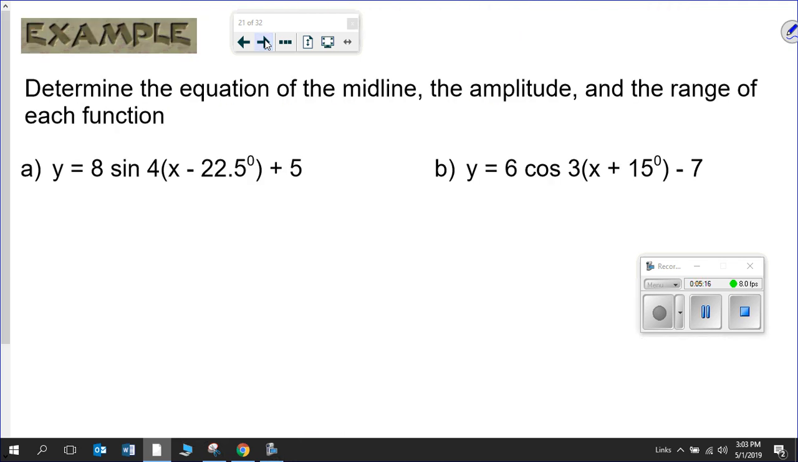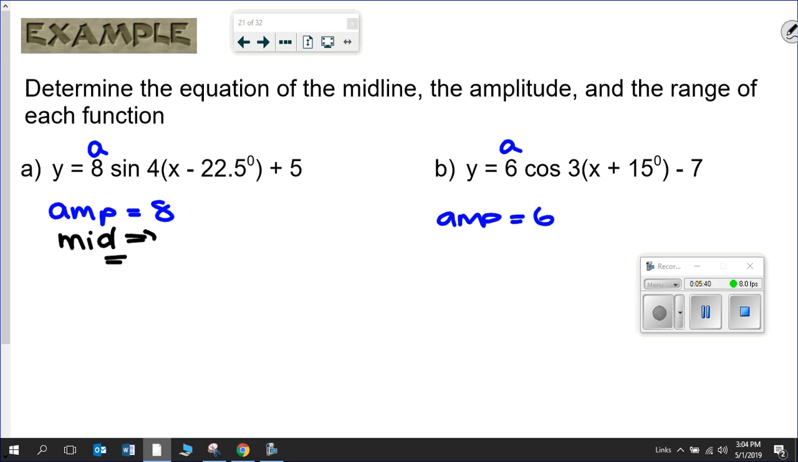So I said determine the equation of the midline, the amplitude, and the range. So let's start with amplitude. We just learned amplitude is the first, right? Your A value. So amp is 8. And my amp is 6. The next thing we learned was the midline, right? Midline is the D value, the last one. So 5. So y equals 5. Over here, my midline, again, the D value is -7. So y equals -7.